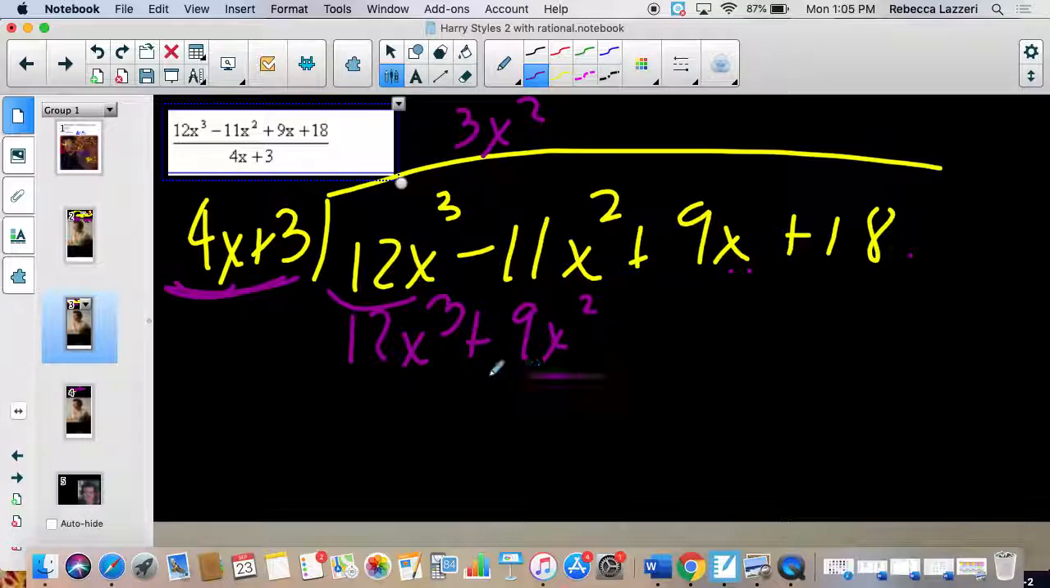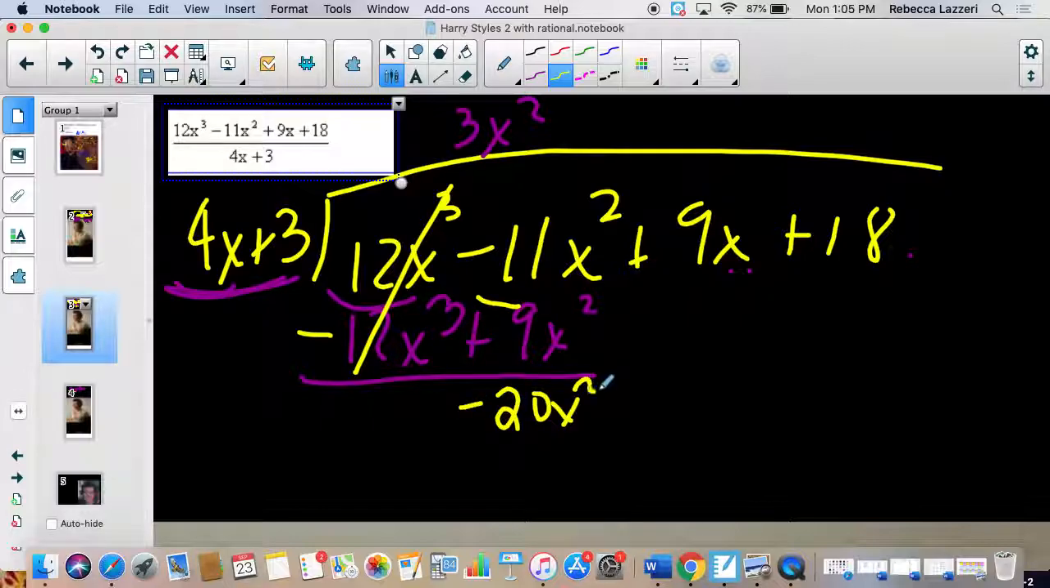Then, as Anya and I talked about, I always just change my signs. This cancels, and I got negative 20x squared, and I bring down my 9x. Then I do my match again, just the front, just like you would with a number. I need a negative 5x. If I do a negative 5x, that turns that into a negative 20x squared.